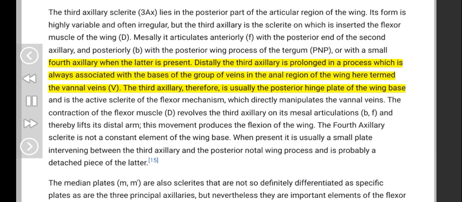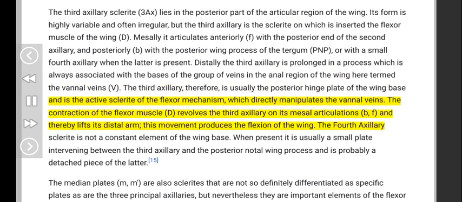Distally the third axillary is prolonged in a process which is always associated with the bases of the group of veins in the anal region of the wing, here termed the vanal veins, V. The third axillary, therefore, is usually the posterior hinge plate of the wing base and is the active scleroid of the flexor mechanism, which directly manipulates the vanal veins.